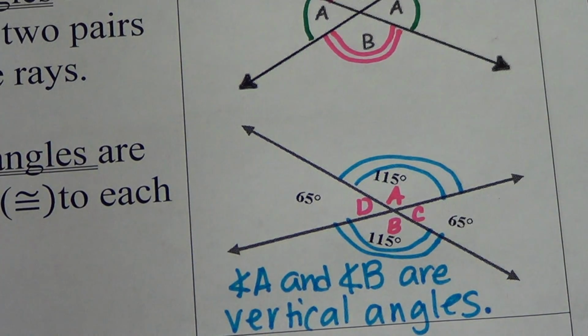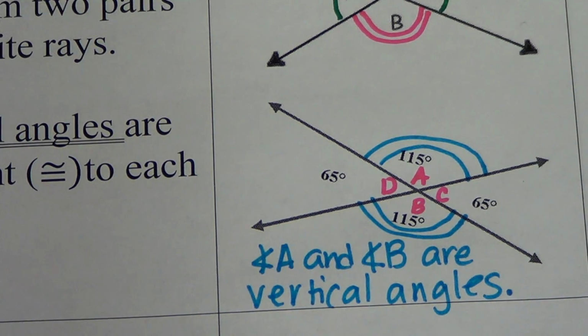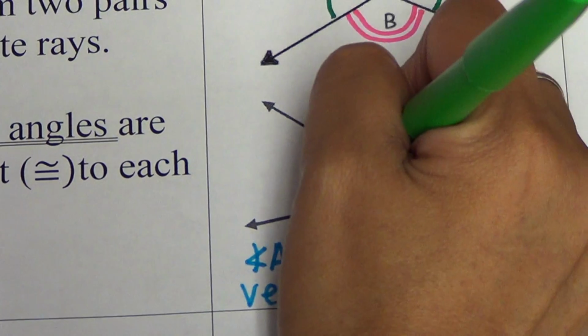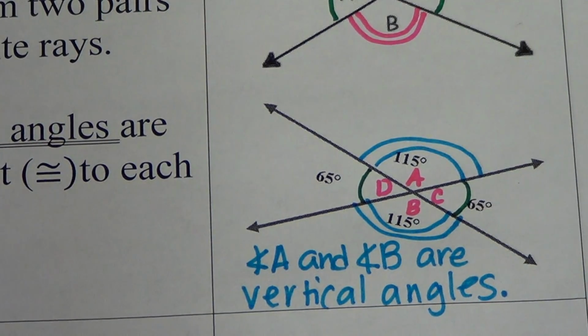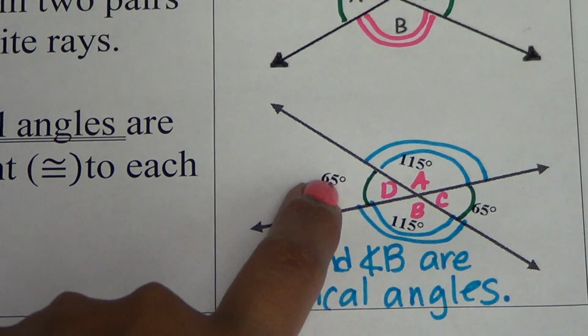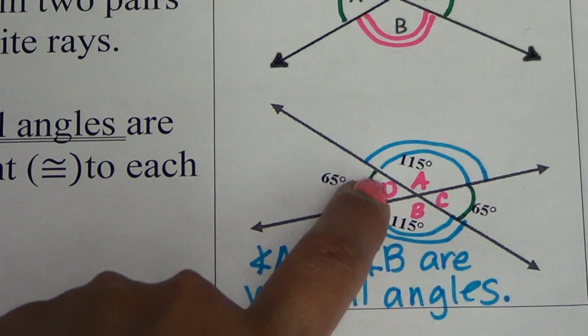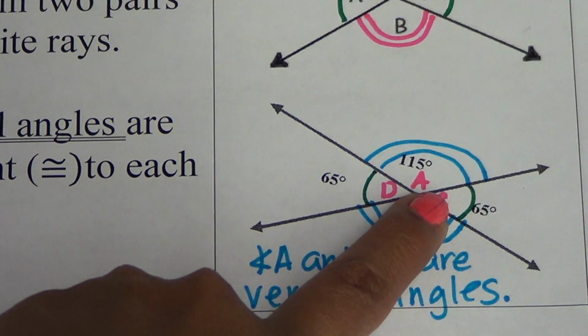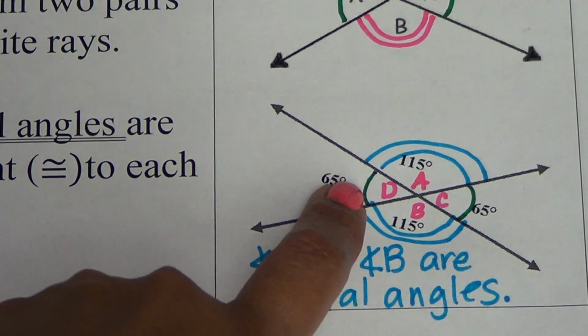Now the same thing can be said about angle C and angle D. They are also vertical angles. And that's why they're going to have just one little tick mark. And we can see that angle D and angle C have the same measure of 65 degrees. So angle D and angle C are considered vertical angles, and they also have the same measure. So their angle measures are congruent.